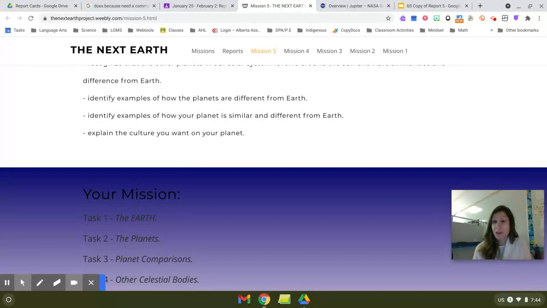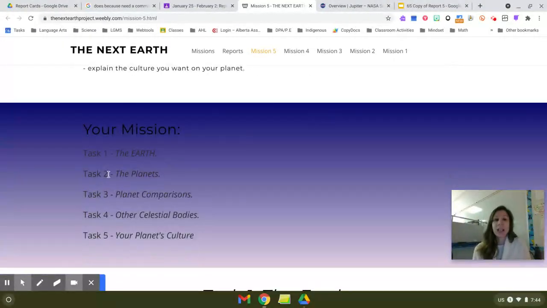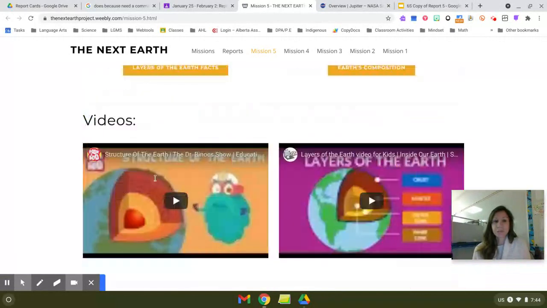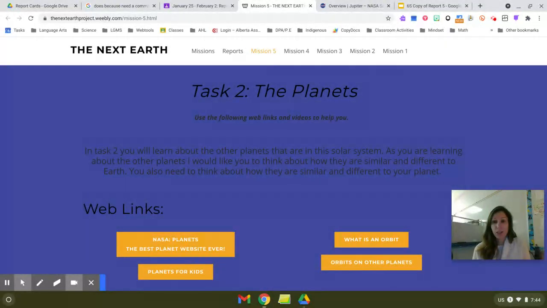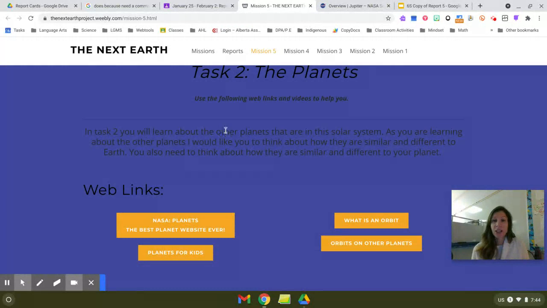How are they the same? How are they different? Do they have the same rotations? Do they have the same revolutions around the sun? How long are their days? There's so many things to explore. So today is the planets, today and tomorrow. Task 2 is not a small one on the slide, so make sure you start it today.